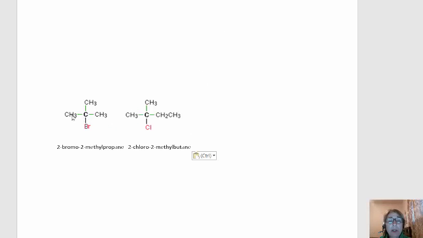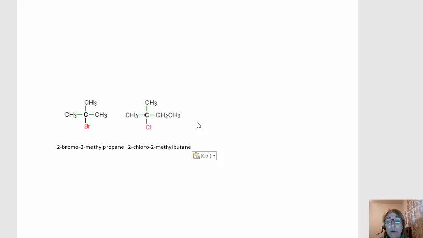So if we look at the example on the left, the longest chain is 3 carbons no matter which way we go. I'm just going to go straight left to right, but we could go up a branch, it doesn't matter. Regardless, the longest chain is 3 carbons, which means it's propane, and the 2 carbon has 2 substituents on it, a bromo and a methyl. So the name of the compound on the left is 2-bromo-2-methylpropane. You got that right? Give yourself a pat on the back.